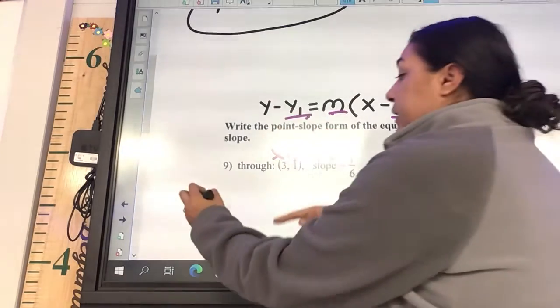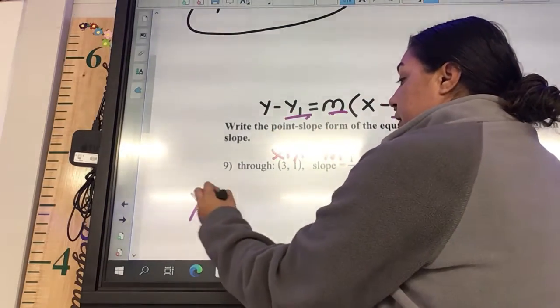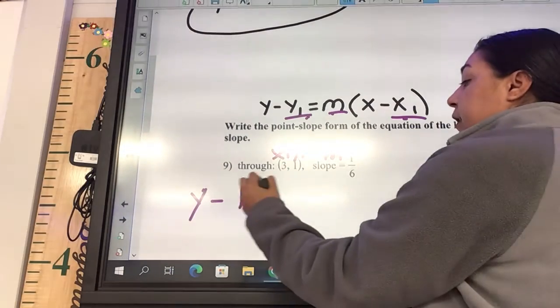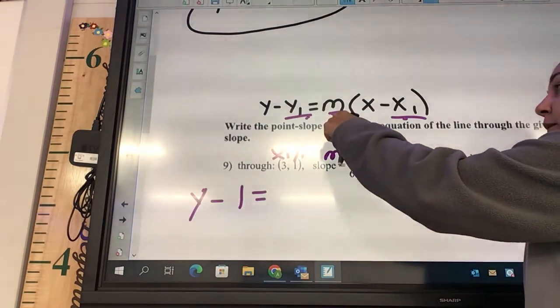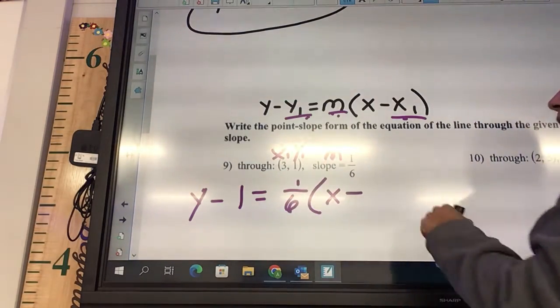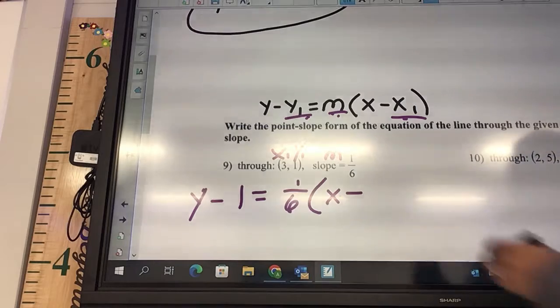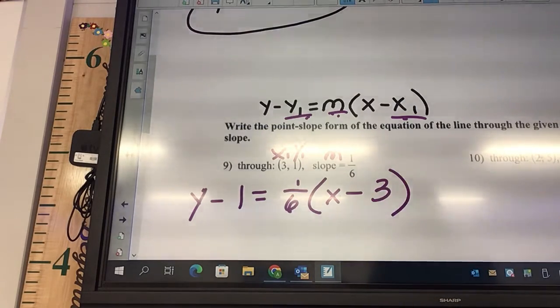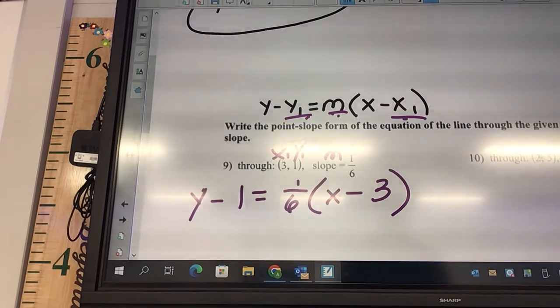So now we're going to plug in our formula. Y minus, what is y1? 1 equals, what's my m? 1 over 6, parenthesis, x minus, what is x1? 3. And that's it. We're plugging it into point slope form.